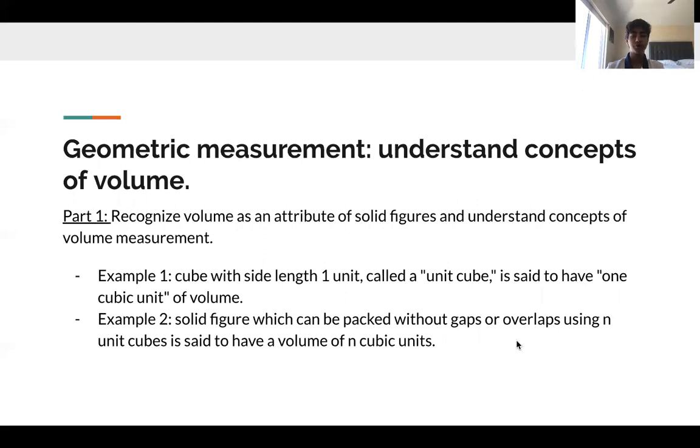Now, in addition, we want to understand geometric measurement, which involves understanding concepts of volume. So first of all, you have to recognize volume as an attribute of solid figures and understand concepts of volume measurement. Now, what does this mean? Well, let's think about it this way. If I had a sphere, that sphere is going to have a certain volume of stuff, of liquid, of solid, etc. Let's go ahead and assume that the volume of that sphere was 10 meters cubed. The important thing to understand is that, first of all, I'm using that cubed because volume is always, always, always going to be cubed.